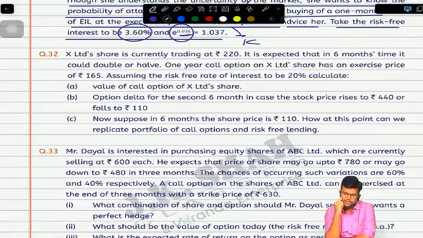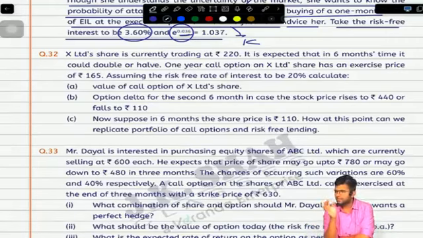Assuming risk-free and an exercise price of 1 year is 165. 165 is K. Assume the risk-free rate of interest to be 20%. This is R. Do you realize it will be 10% for every step, because it's 6 months you're doing? It is like this: 1 plus 0.2 into 6 by 12.